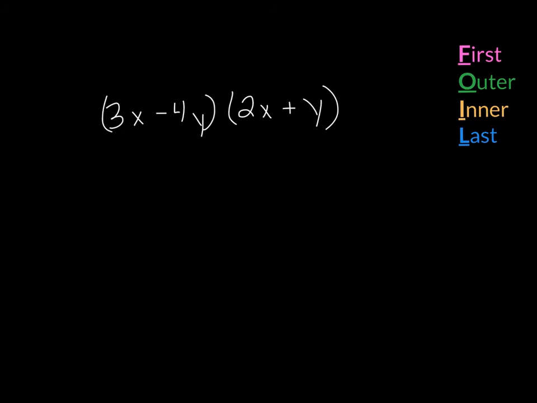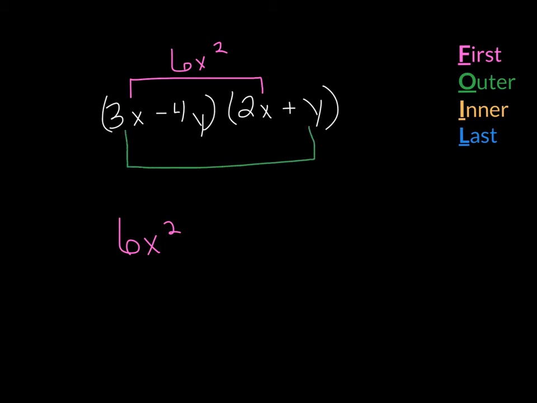Okay, another example. We start with our first terms. That would be the 3x and the 2x because they come first in each binomial. 3x times 2x would be 6x squared. Then we do the outer. 3x times y would be 3xy. And the inner. Remember, this is plus a negative, so negative 4y times 2x would be negative 8xy.